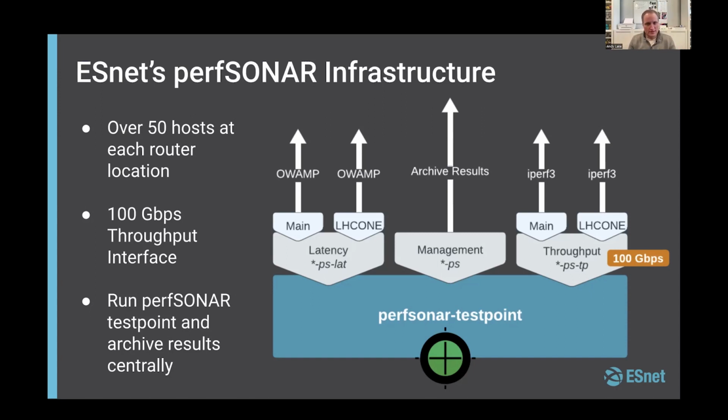Each of the throughput and latency interfaces has sub interfaces, or is it implemented as VLANs? Anyway, one goes across the main ESnet backbone, and the other is routed over LHCONE, so we can also do LHCONE testing. We just run the perfSONAR test point, so we don't run a full toolkit with GUIs at each of the points. We run measurements there, and then we centrally archive them to our Elastic cluster, which is part of Stardust, which I'll be talking more about in a few slides. So we have everything centrally loaded there. That's the perfSONAR piece.